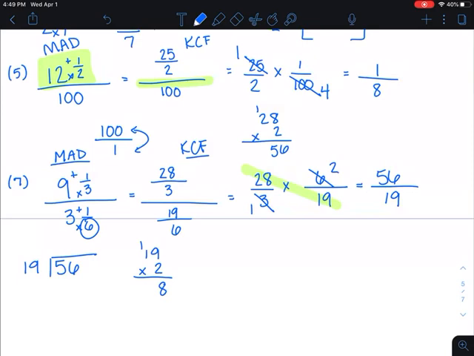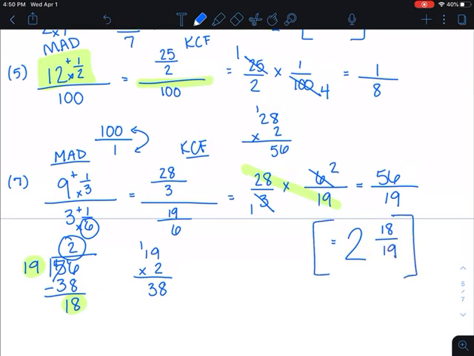19 times 2. 2 times 9 is 18. 2 times 1 is 2, plus 1 is 3, which is 38. So I'm going to do 2, 38, and then we will subtract. Bar from the 5, make it a 4. This becomes 16. 16 minus 8 is 8. 4 minus 3 is 1. So we were able to go into 56 2 times. So this is going to be equal to a whole number of 2 with the remainder over the divisor. So we have 18 over 19. And this will be our final answer.